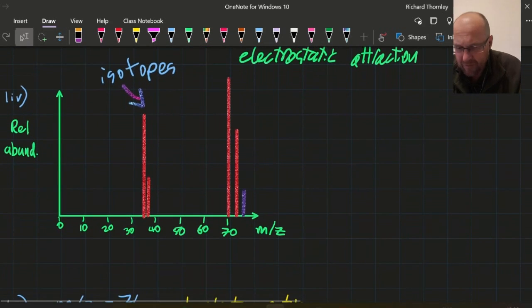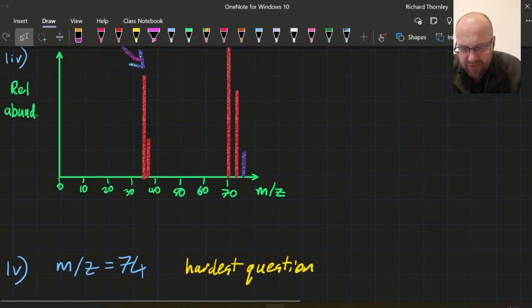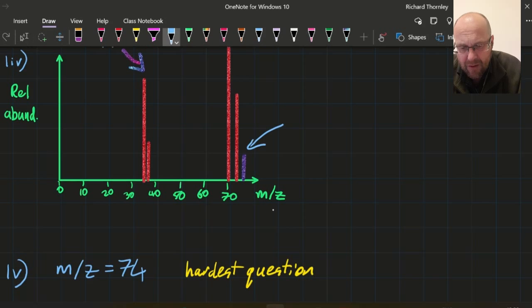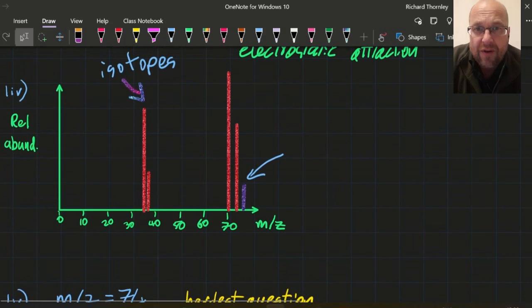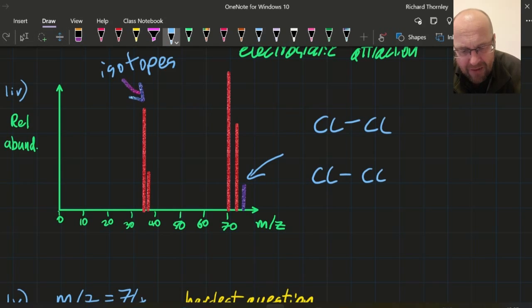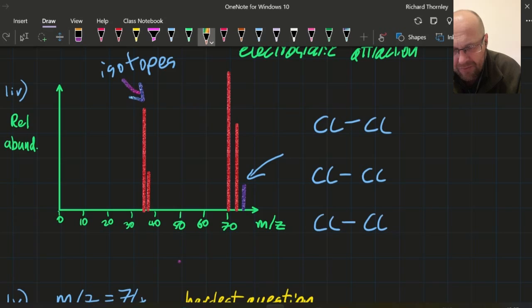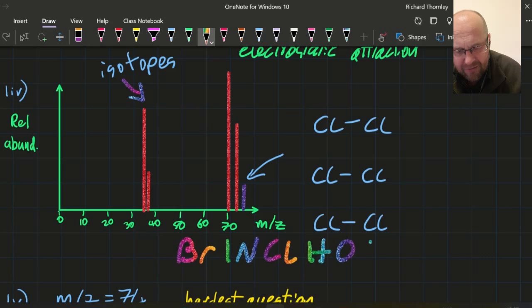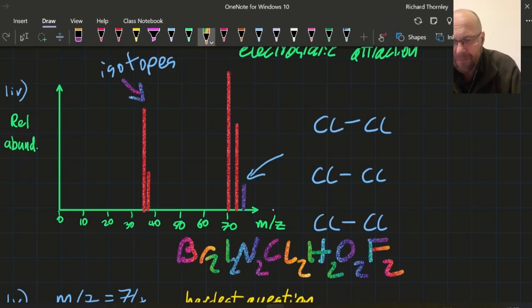Next one was supposedly the hardest question. What is this going on at 74? Well, you had to know that chlorine is diatomic. That means chlorine likes to come in pairs. How could you possibly know that chlorine comes in pairs? Well, hopefully you know that, but if you didn't, there's something called Brinkelhoff that will allow you to remember. Brinkelhoff. These are the diatomic elements. Bromine, iodine, nitrogen, chlorine, hydrogen, oxygen, fluorine.